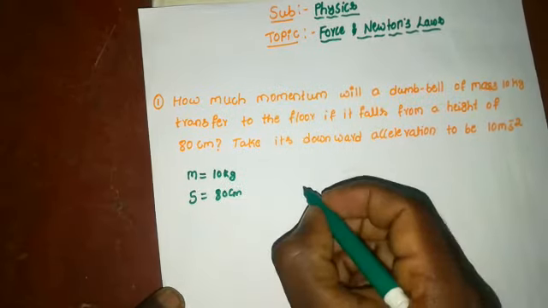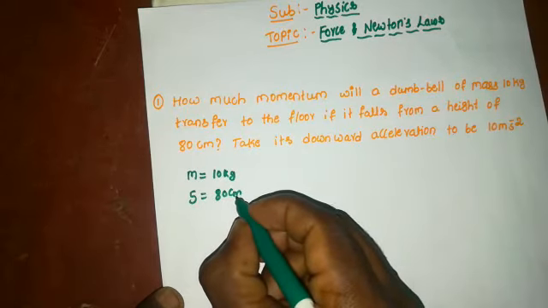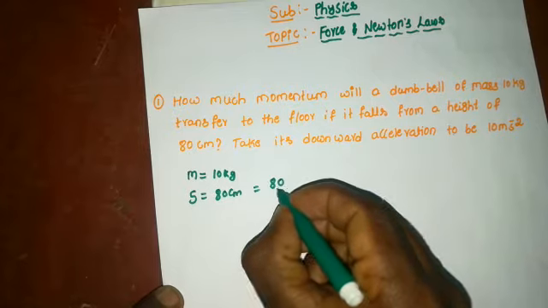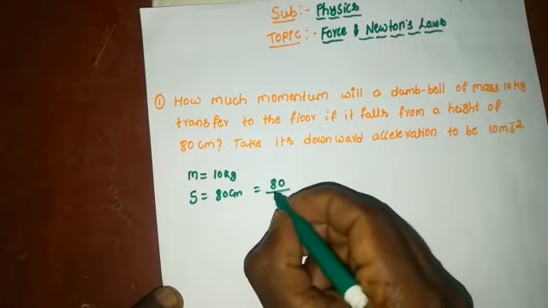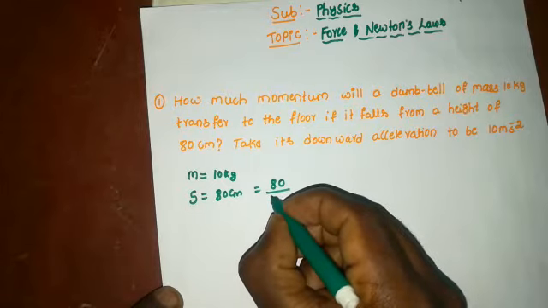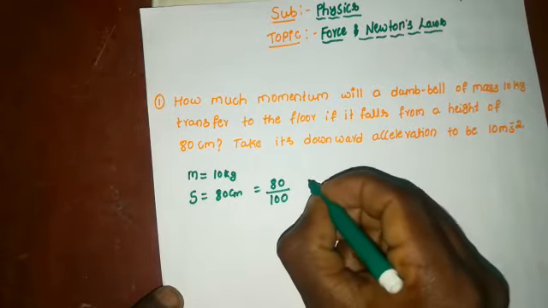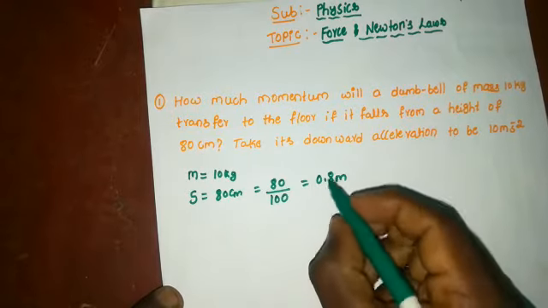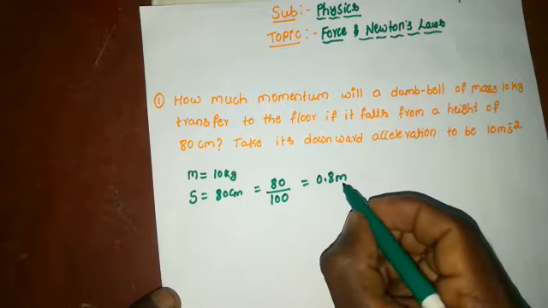Now we have to convert the 80 centimeters into meters. We know the conversion: for 1 meter, there are 100 centimeters. So 80 divided by 100 equals 0.8 meter. The distance is 0.8 meter.